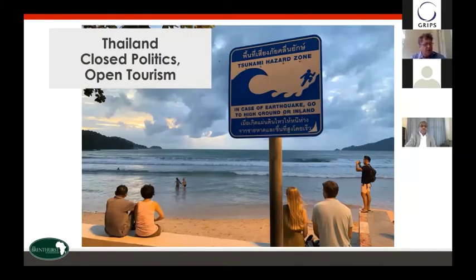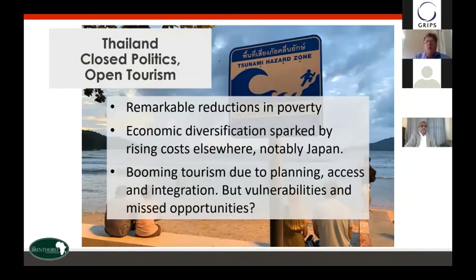Thailand, which of course has been much in the news, is an example of relatively closed politics, but an open system in terms of visitors, which have been a key part in its economic success. We would argue that although it's enjoyed remarkable reductions in poverty, it probably hasn't fully realized its potential because of this overwhelming feature of political uncertainty. And there have been certain missed opportunities along the way.